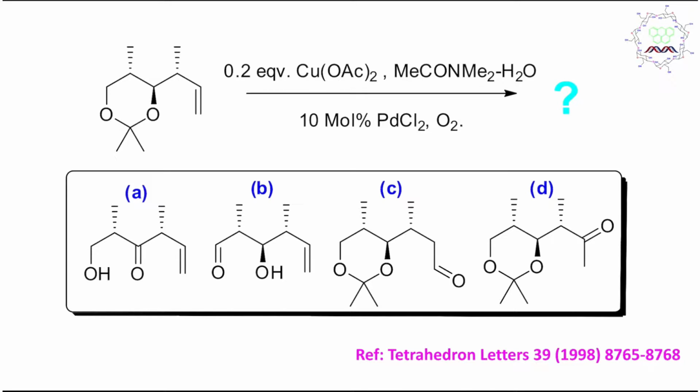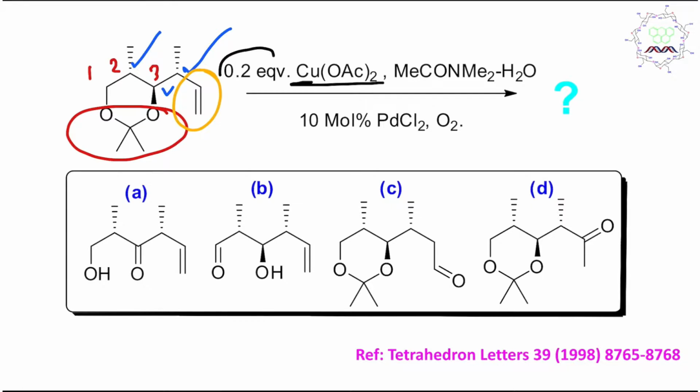So you can see here that this molecule is actually a ketal. Obviously, you may consider it a protection of this 1,3-triol, and not only that, this molecule has 3 asymmetric centers or chiral centers. Apart from that, it has a double bond. And if you look at the conditions a little carefully: copper acetate 0.2 equivalent means catalytic, 10 mole% palladium chloride, oxygen, and this is acetamide and water.